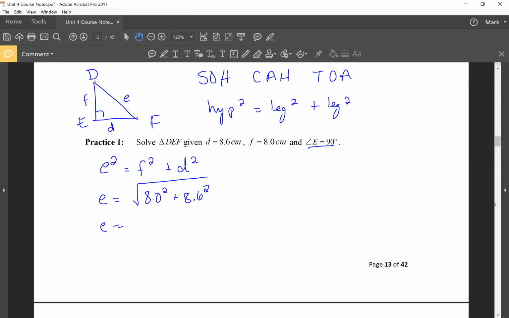This is a nice one. This is a good question. Nice and easy to get started with, in my opinion. I get almost 11.8. I am going to write 11.7 centimeters. But Mike, it's very close to being 11.8. It's 11.745. 11.7, we're fine. Okay, what about the angles?